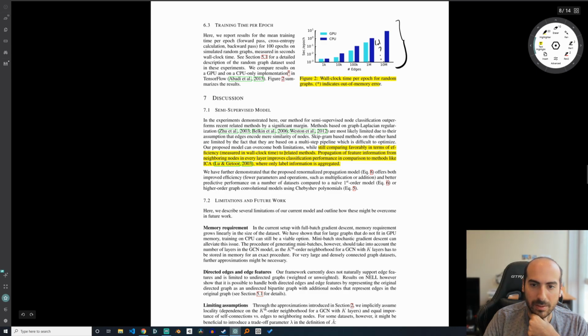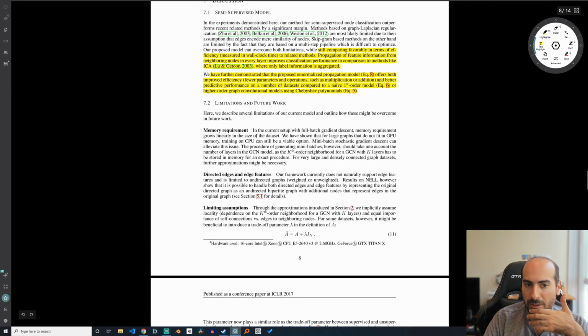Comparison. Okay, so propagation of feature information from neighboring nodes in every layer improves classification, and compares it to methods like ICA, where only label information is aggregated. And so we have further demonstrated that the proposed renormalization model offers both improved efficiency and better predictive performance compared to a bunch of other naive limitations.